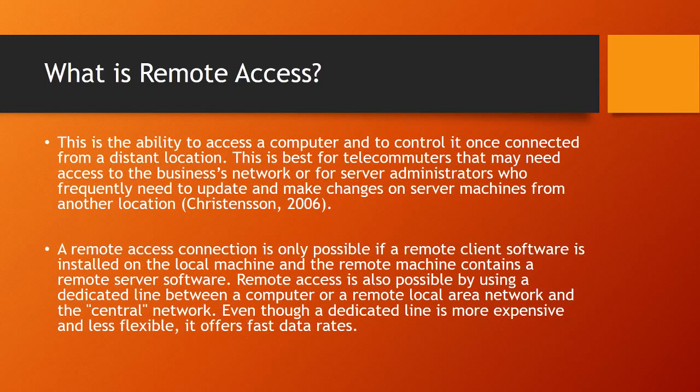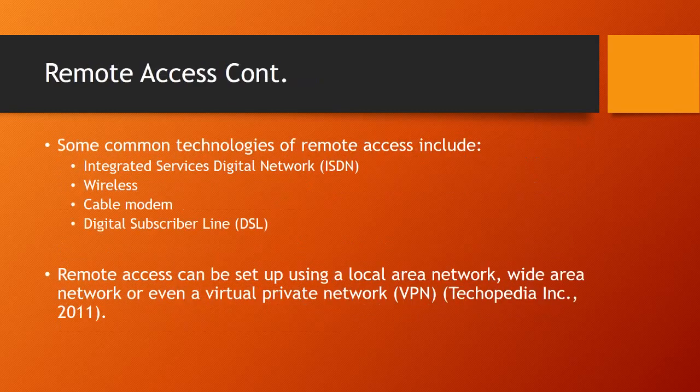A remote access connection is only possible if a remote client software is installed on the local machine and the remote machine contains a remote server software. Remote access is also possible by using a dedicated line between a computer or a remote local area network and the central network. Even though a dedicated line is more expensive and less flexible, it offers fast data rates.